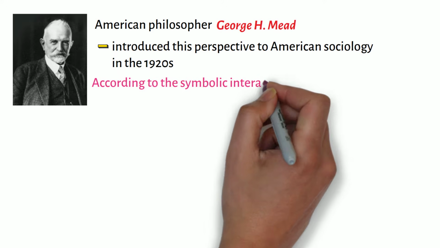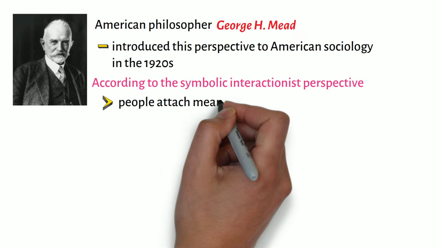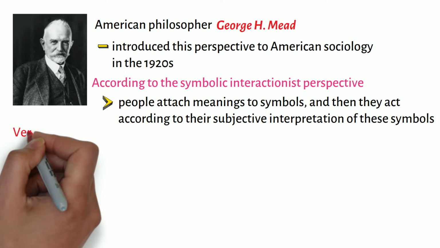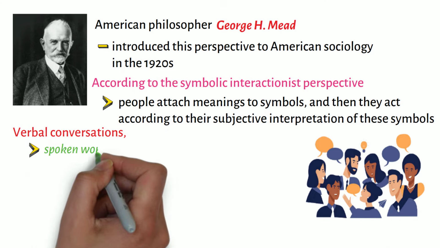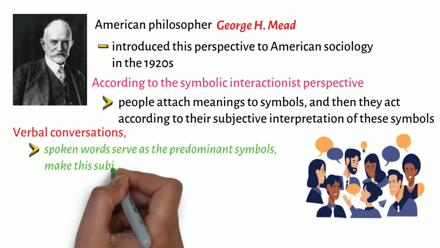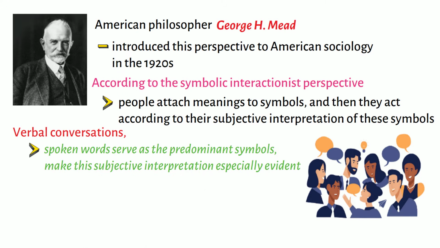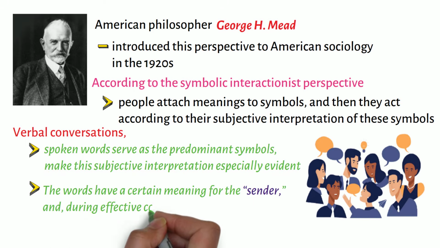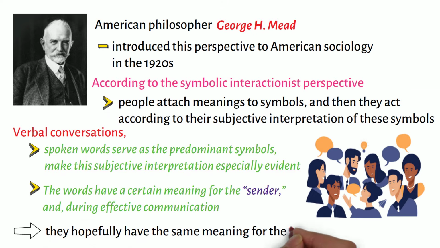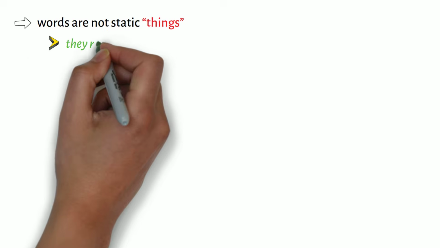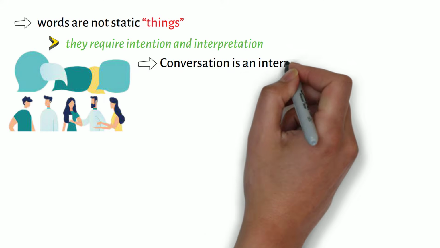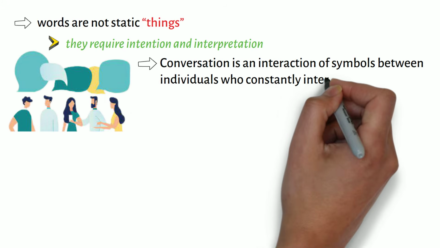According to the symbolic interactionist perspective, people attach meanings to symbols, and then they act according to their subjective interpretation of these symbols. Verbal conversations, in which spoken words serve as the predominant symbols, make this subjective interpretation especially evident. The words have a certain meaning for the sender, and during effective communication, they hopefully have the same meaning for the receiver. In other terms, words are not static things. In fact, they require intention and interpretation. Conversation is an interaction of symbols between individuals who constantly interpret the world around them.